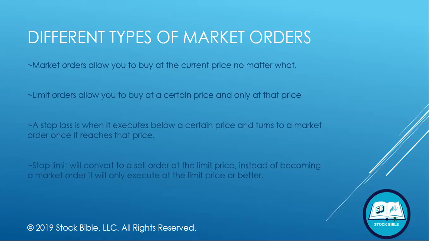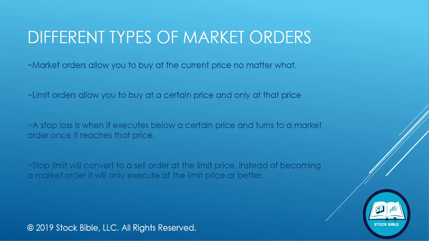A stop loss is when it executes below a certain price and turns into a market order once it reaches that price. So you set a stop loss at a specific price point, let's say 101.93. Once Apple drops below 101.93, it turns into a market order and it sells at whatever it's at. That's one advantage to a stop loss: it's going to sell no matter what if it drops below 101.93. The obvious disadvantage is that if there's a huge drop, it's going to sell at whatever it's at.